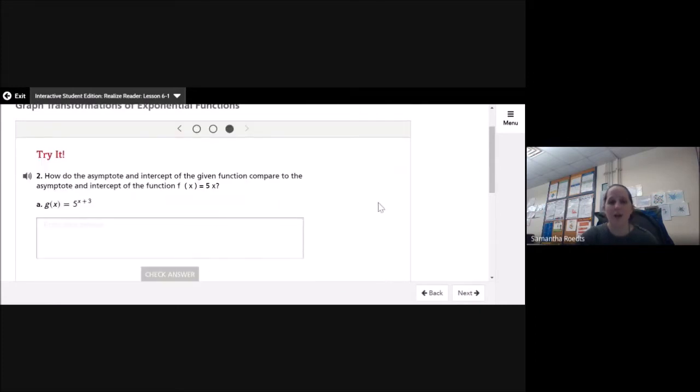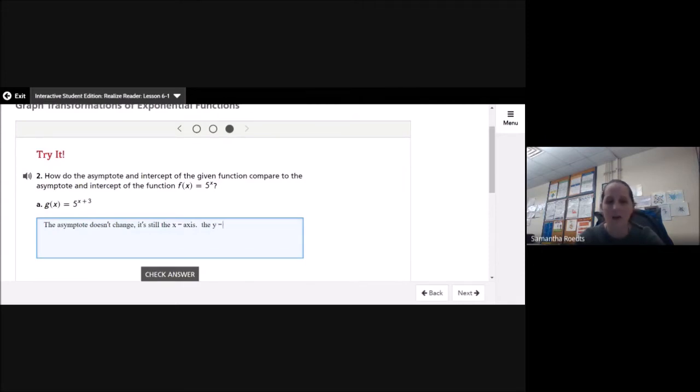All right, so let's try it. How do the asymptote and intercept of the given function compare to the asymptote and intercept of the function f of x equals 5 to the x power? So I have g of x equals 5 to the x plus 3. Okay, so this plus 3 is up here in my x. Okay, so that's going to tell me that the asymptote doesn't change. So the x-axis for both functions. The y-intercept, though, is translated.